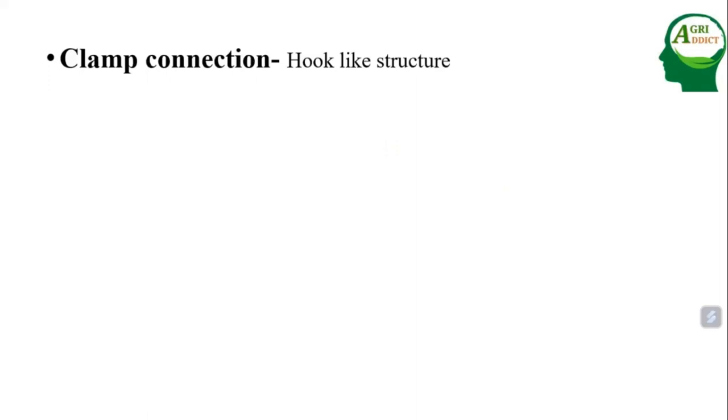Clamp connection is a hook-like structure. Imagine that this is the fungal hypha. This is A and this is B. These are the two nuclei. To maintain the dikaryotic condition, there is a formation of a hook-like structure. We call it a clamp connection. Once the clamp connection is formed, there will be nuclear division. A produces A1 and B produces B1. And this is the clamp connection.